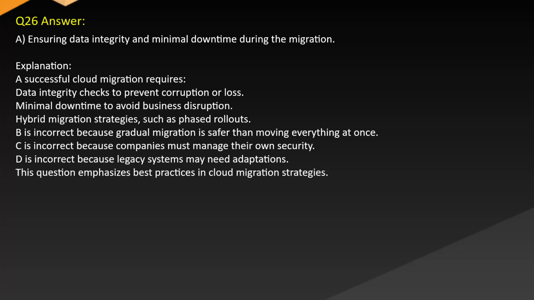B is incorrect because gradual migration is safer than moving everything at once. C is incorrect because companies must manage their own security. D is incorrect. Legacy systems may need adaptations. This question emphasizes best practices in cloud migration strategies.